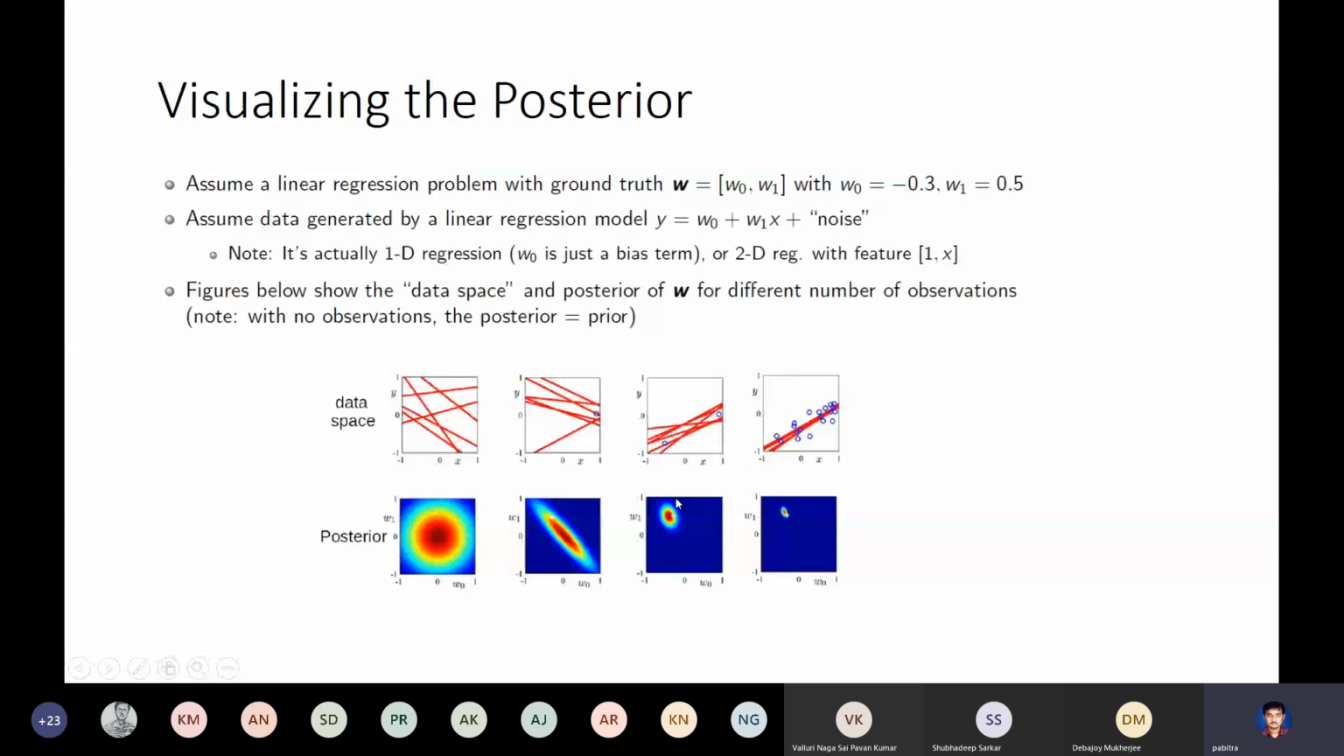Okay, so as I said, there is a dual space. There is a data space and there is a parameter space. This is a recurring theme that will come up later also. The parameter space is W because it is a parameter of the linear model. Let's say it is two-dimensional, consisting of W0 and W1. So if we plot it, we get W0 and W1.